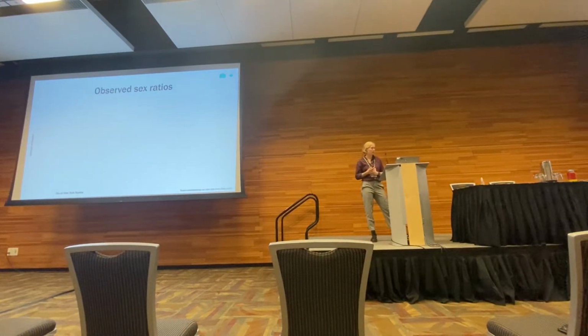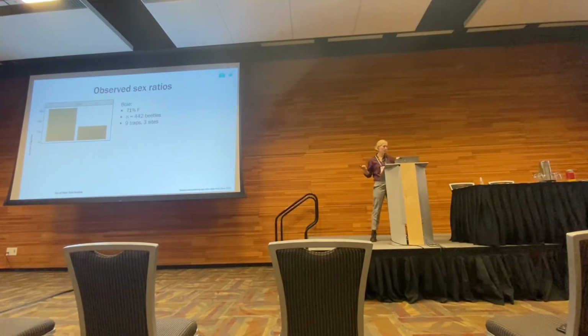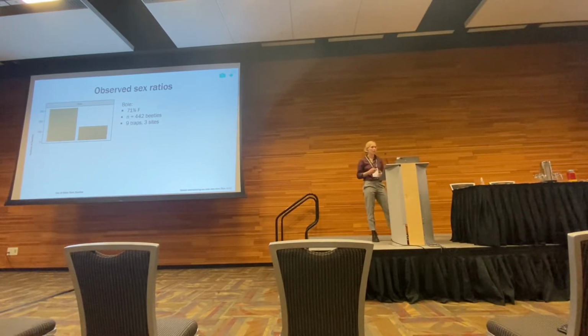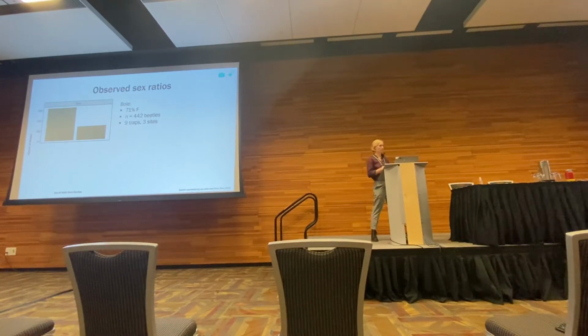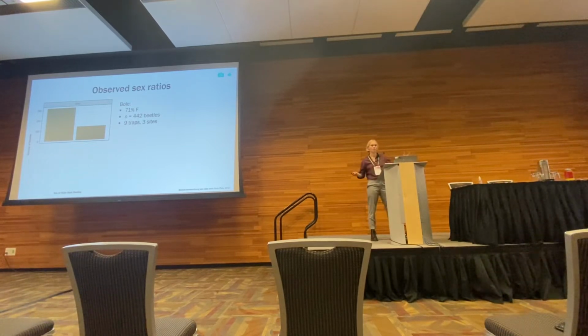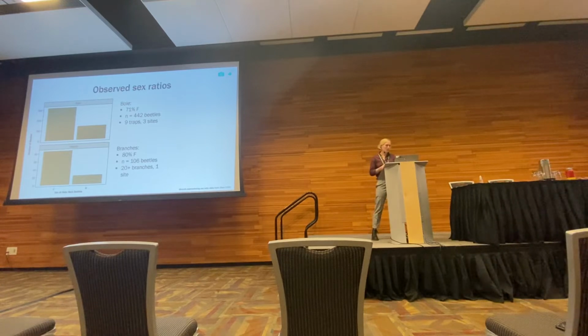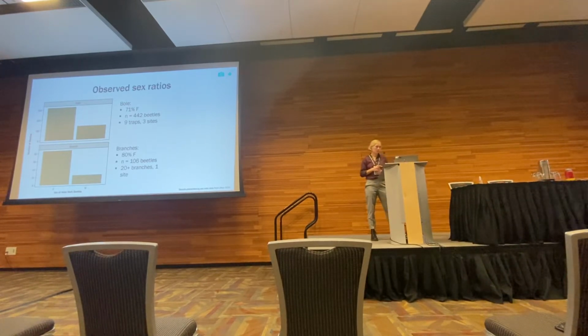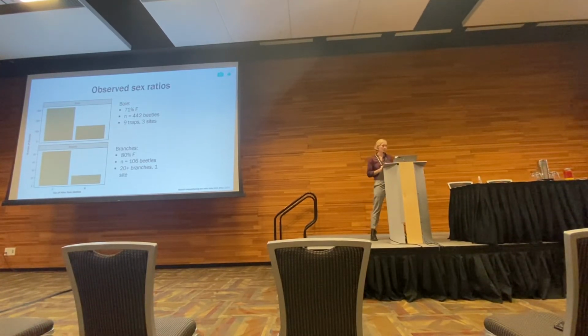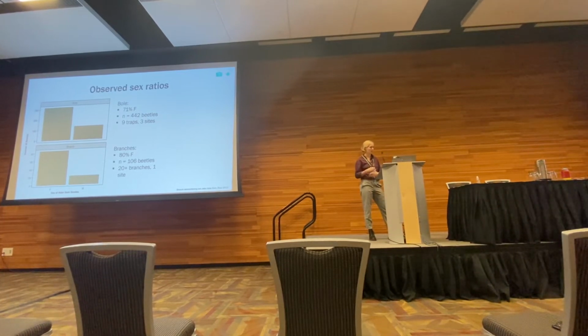We saw that for the observed sex ratios, in the bole 71% of the population was female, taken from a sample size of 442 beetles across 9 traps, 3 sites, and about 5 months of observations. In the branches, we saw that there was 80% females with a sample size a little bit smaller, but 106 beetles from 20 plus branches and 1 site.